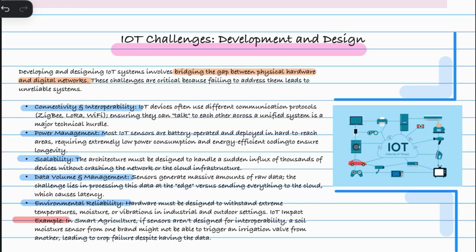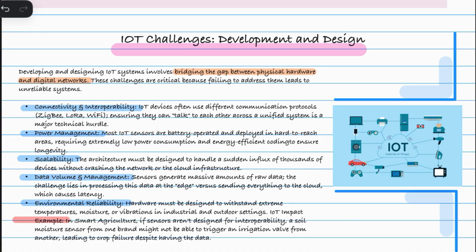So unlike a laptop that sits in an air-conditioned office, right, IoT hardware has a very different life. It is not like a laptop. It lives in the wild. So it faces extreme heat. It faces sub-zero winter temperatures, humidity, dust, and heavy physical vibrations as well.